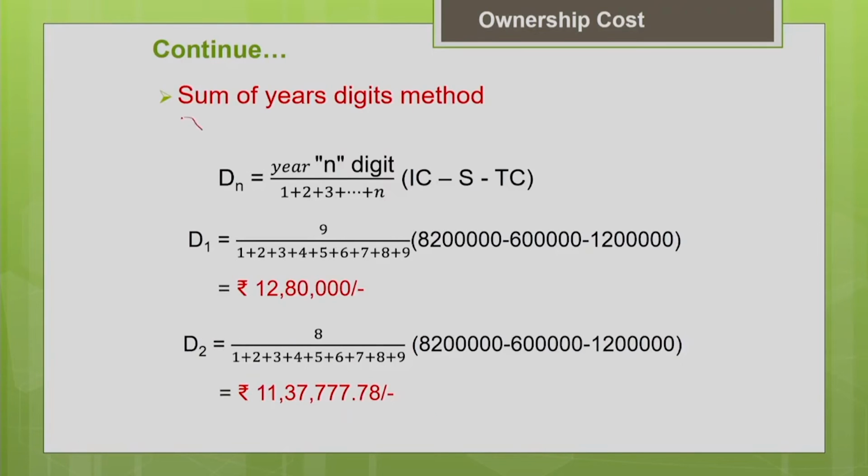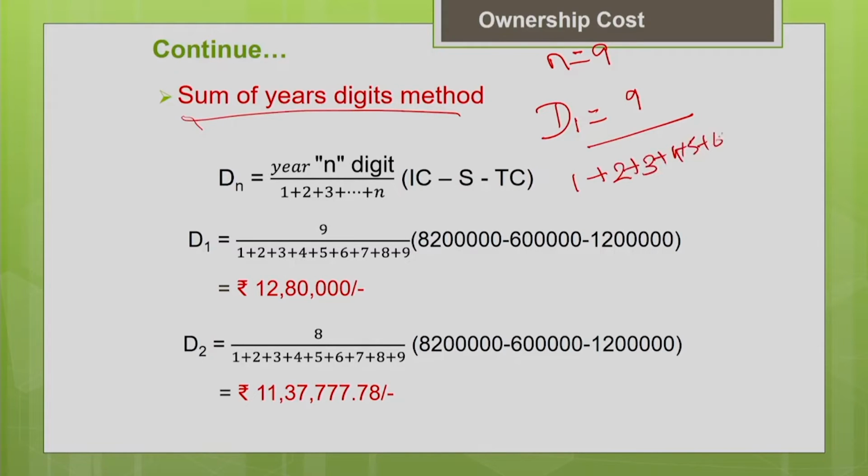Next is your sum of the years digit method. So here, how do you calculate the depreciation for the first year? When you calculate the depreciation for the first year, the number of years left in the recovery period, say n equal to 9, is 9, divided by the sum of the years in the useful life, 3 plus 4 plus 5 plus 6 plus 7 plus 8 plus 9, multiplied by your initial cost minus your salvage value minus tire cost. So this will give you the depreciation for the first year.